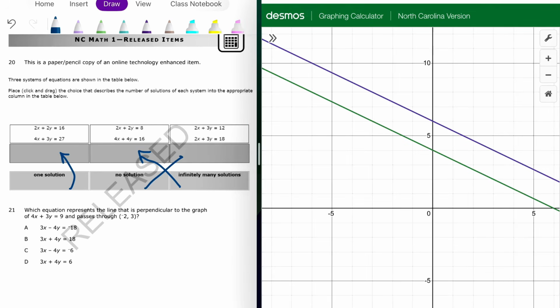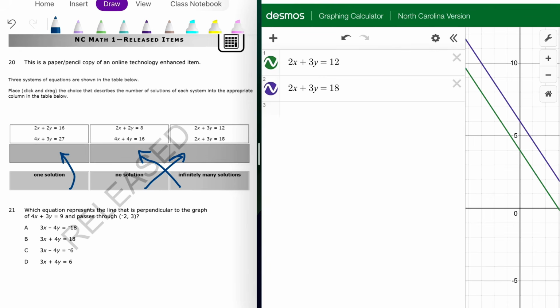So you still have to know things about math, right? You still have to know, if they don't cross, that means they don't have a solution. If they are one line, that's infinitely many. You have to know those things. But you don't have to actually sit down, and the old school way of doing this, you would have had to solve or get them both equal to y, and that would have just been a pain.